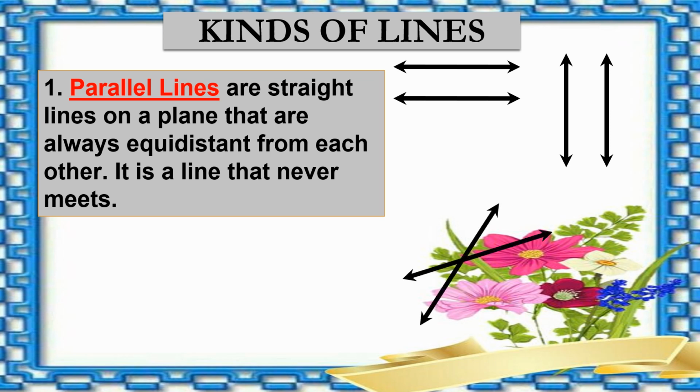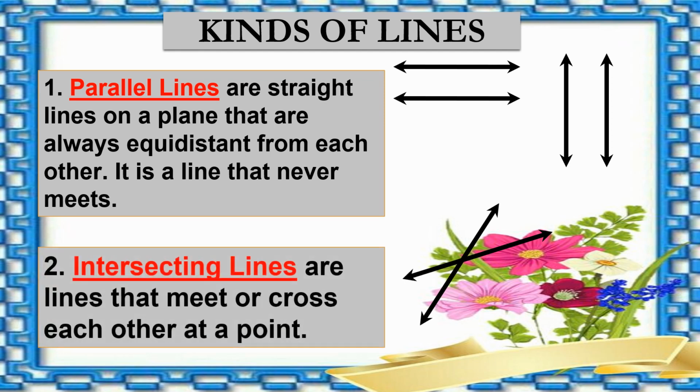Number 2. Can you tell me what kind of line is this? Yes, this is intersecting lines. So when we are talking of intersecting lines, these are lines that meet or cross each other at a point. The best example here is the letter X and a pair of scissors when you use it. Again, this is intersecting lines.